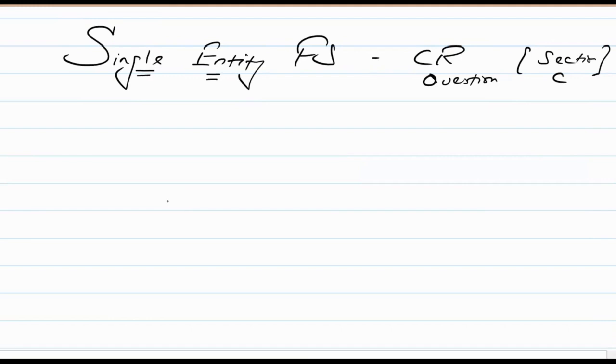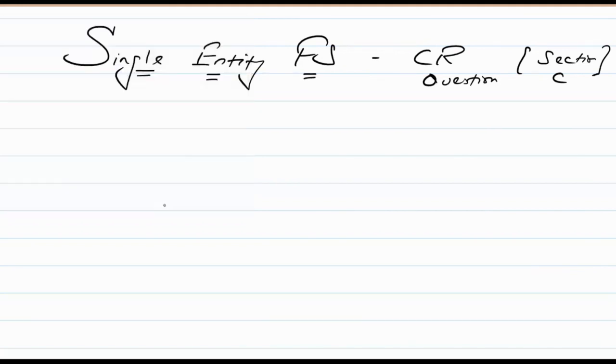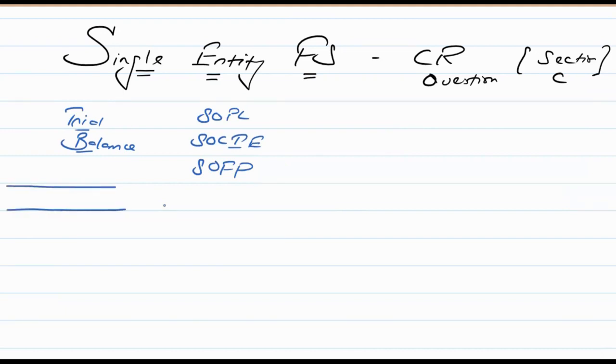When we say single entity financial statement, most of the time you will be having the trial balance, and from the trial balance you are supposed to make the statement of profit or loss, statement of changes in equity, and then the statement of financial position. We know the trial balance obviously has a debit and credit side.